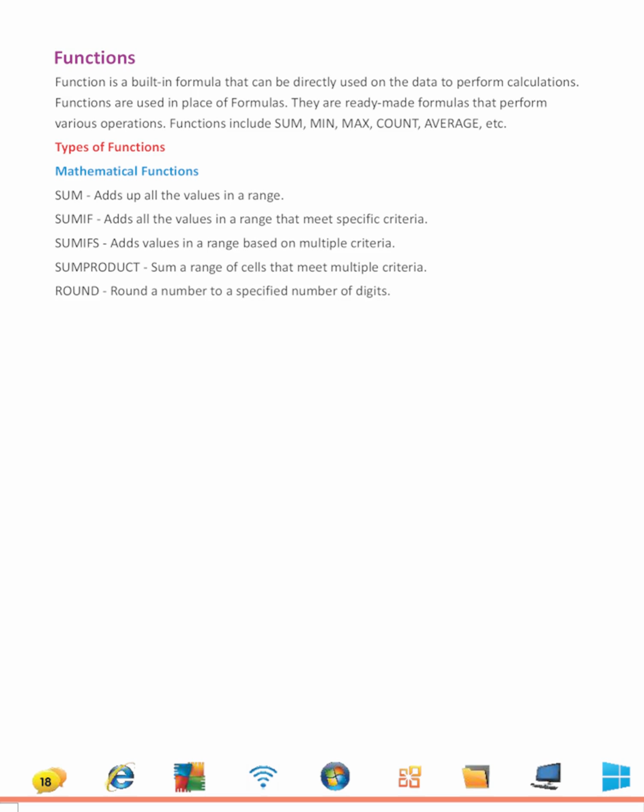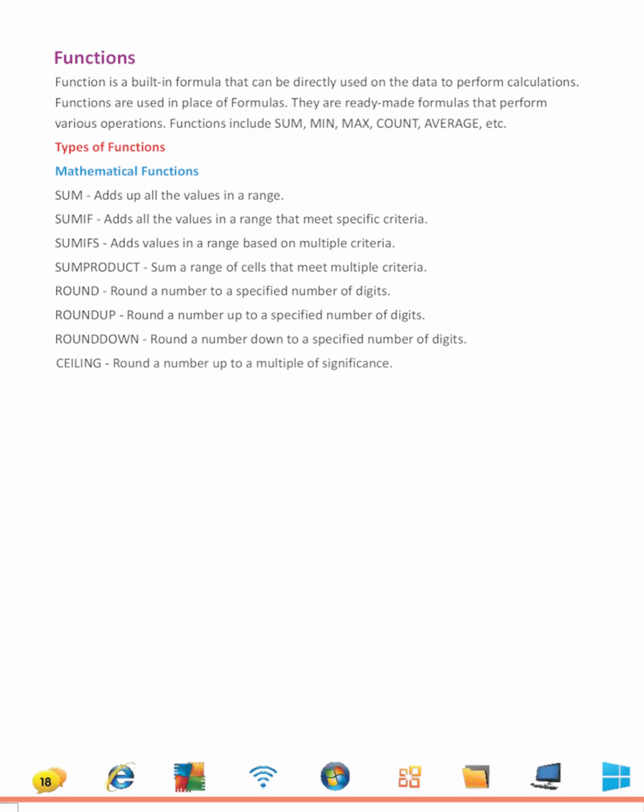Round a number to a specified number of digits. Roundup rounds a number up to a specified number of digits. Rounddown rounds a number down to a specified number of digits. Ceiling rounds a number up to a multiple of significance. Floor rounds a number down to a multiple of significance.